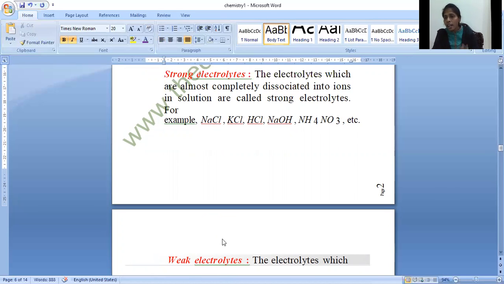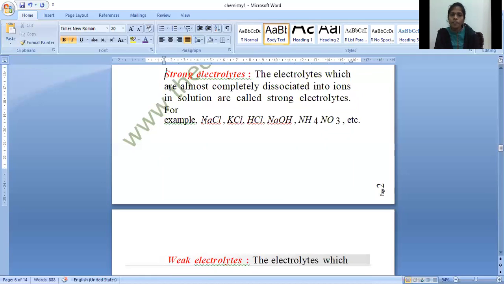That means 100% decomposition takes place in the strong electrolyte. That means the entire electrolyte is converted to the cations and the anions. So the conductance is more for the strong electrolyte. So for examples of strong electrolytes, simply remember strong acids, strong bases, strong salts. Here all these are the best examples of the strong electrolytes.